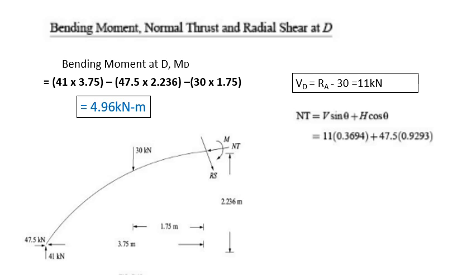If you substitute that, you get sin theta is 0.3694, cos theta is 0.9293. Substitute and find out NT as 48.2 kilonewton.